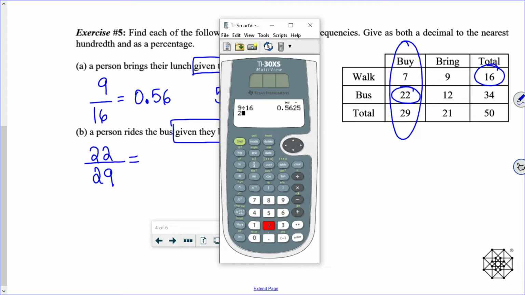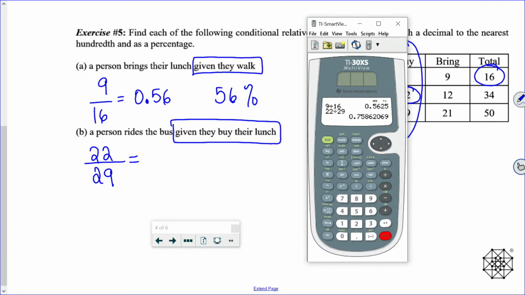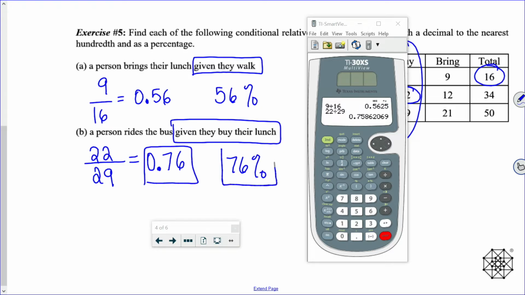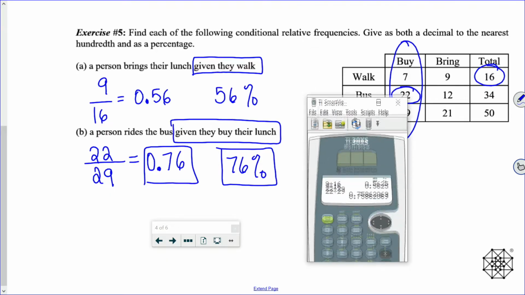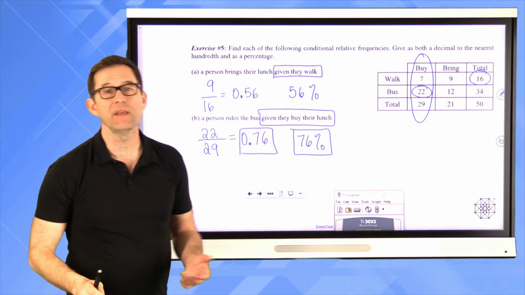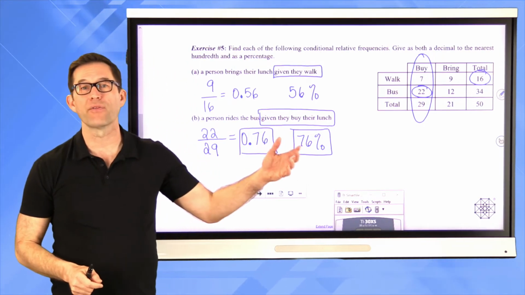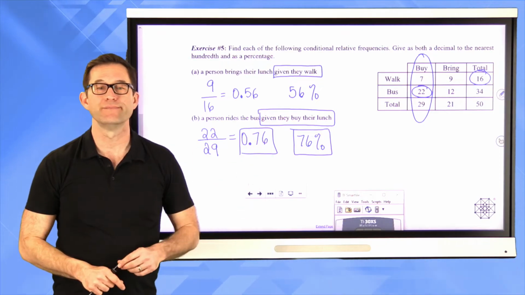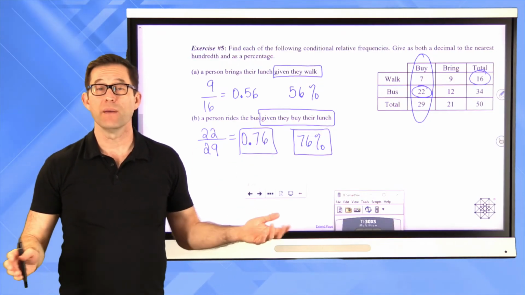So we just do 22 divided by 29. Enter. 0.7586, etc., rounded to the nearest hundredth, that's going to be 0.76. And that's 76%. And again, it doesn't take that much to interpret this. We're saying that 76% of all people that buy their lunch rode the bus. That's it. Maybe that's interesting, maybe it's not.